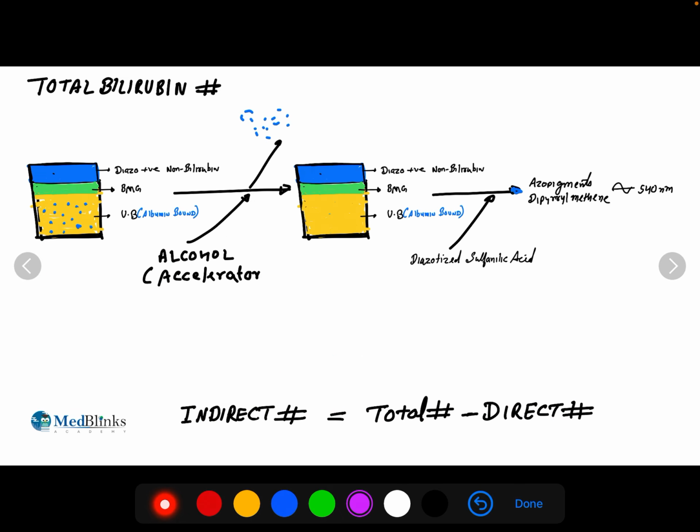Now, how do we measure total bilirubin levels? The second part of the reaction is the same. In the first part of the reaction, we add alcohol, which acts as an accelerator, which releases albumin from the unconjugated bilirubin, and now unconjugated, conjugated and diazopositive fractions are available for reaction with diazotized sulfanilic acid. So it measures total bilirubin.